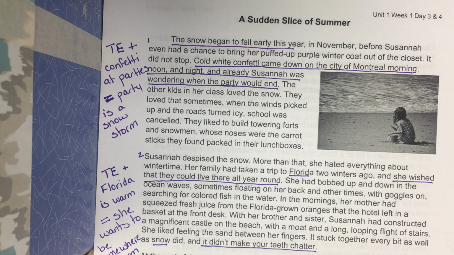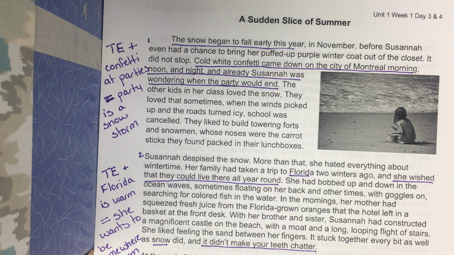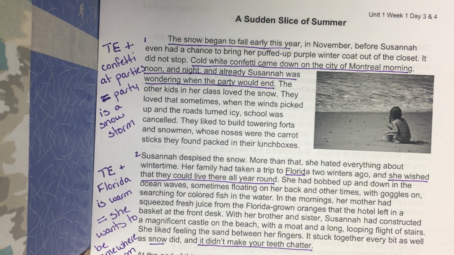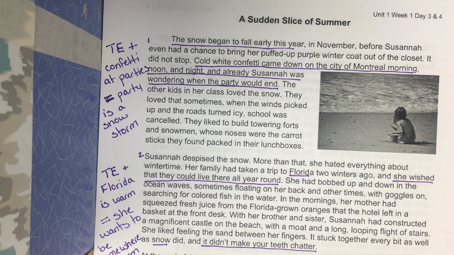We learned that there is a snowstorm when she talks about a party at the beginning, how that was a big snowstorm. And we learned that she misses Florida, where she and her family went on vacation 2 winters ago, because in Florida it is sunny and warm all year. So we learned that what she wants is to be somewhere warm because her problem is that it is cold.